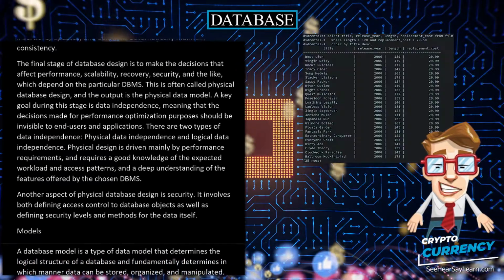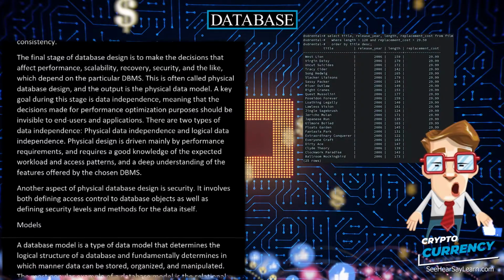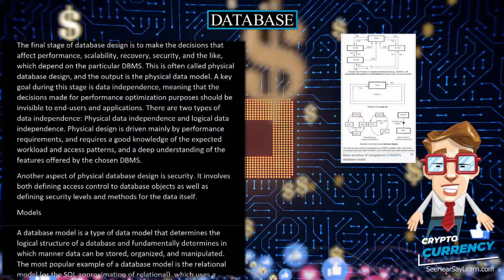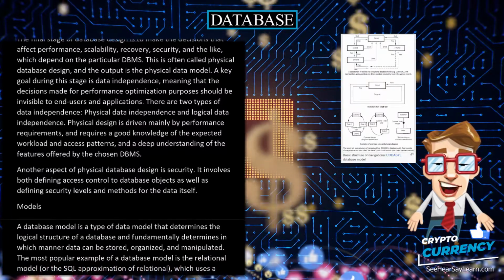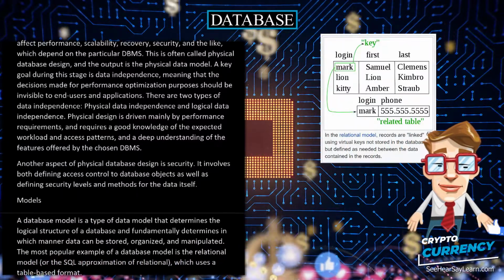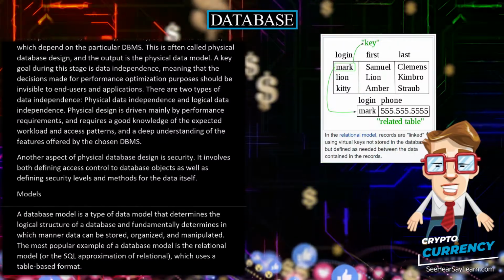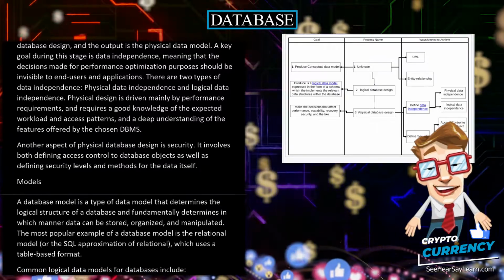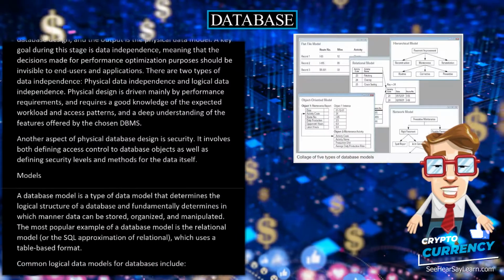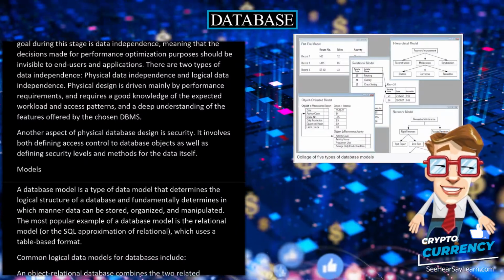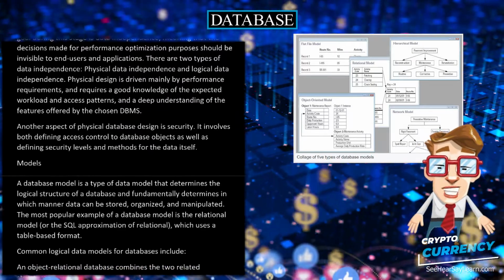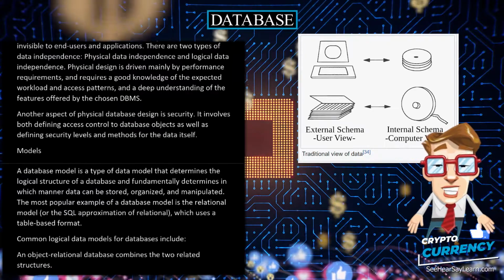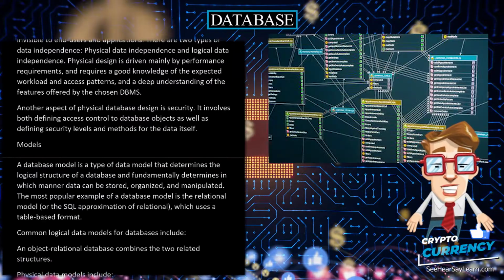It involves both defining access control to database objects as well as defining security levels and methods for the data itself. Models. A database model is a type of data model that determines the logical structure of a database and fundamentally determines in which manner data can be stored, organized, and manipulated. The most popular example of a database model is the relational model, or the SQL approximation of relational, which uses a table-based format. Common logical data models for databases include: an object relational database combines the two related structures.